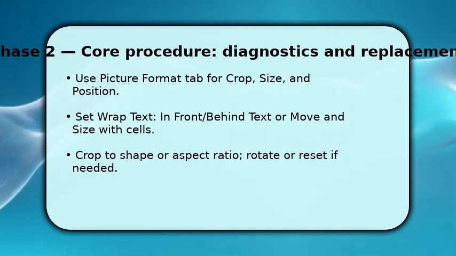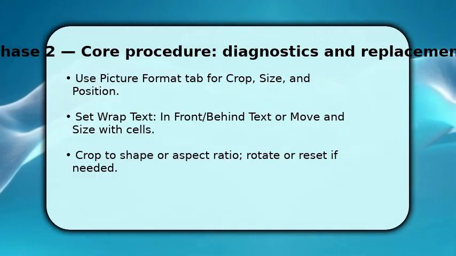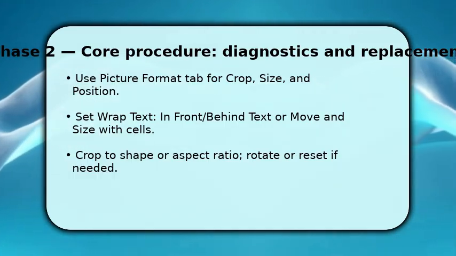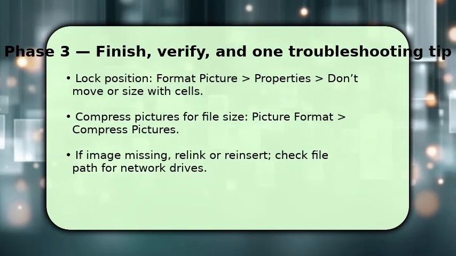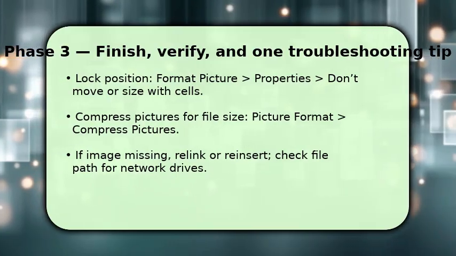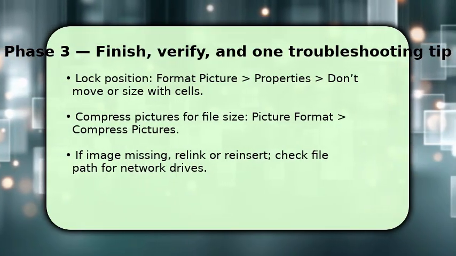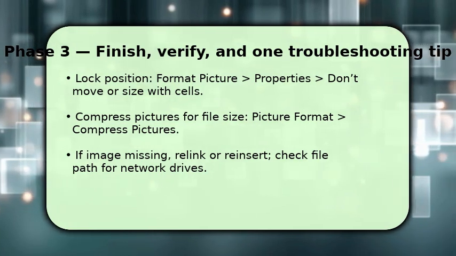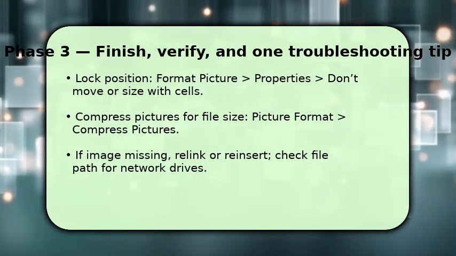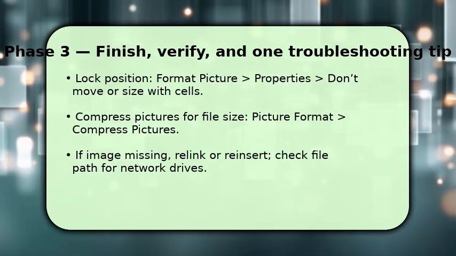If you rotate or flip, use the rotation handle. Reset if proportions look wrong. To finish, confirm placement and file size. Format the picture's properties to lock or allow movement with cells, then compress pictures to reduce workbook weight if needed. Save your workbook and test by resizing rows or columns to ensure the picture behaves as expected.